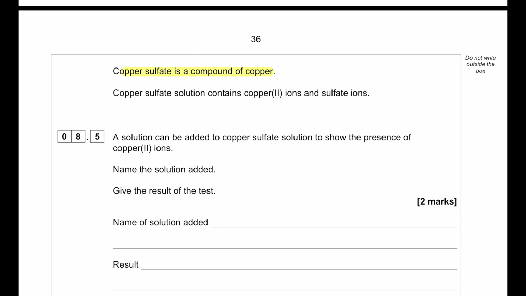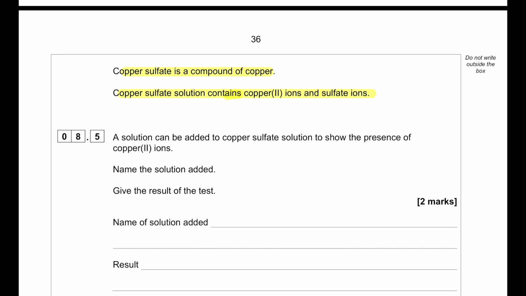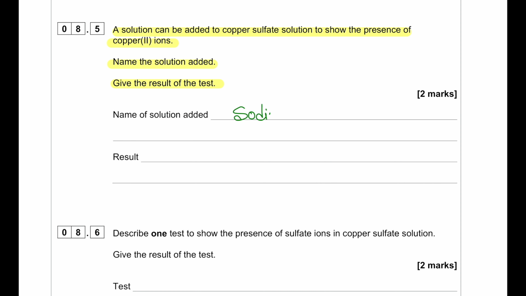Copper sulfate is a compound of copper. Copper sulfate solution contains copper 2+ ions and sulfate ions. A solution can be added to copper sulfate solution to show the presence of copper 2+ ions. Name the solution. Give the result of the test. So, in order to show that the copper is copper 2+, we can add sodium hydroxide solution. And sodium hydroxide solution will cause the copper 2+ ion to produce a blue precipitate.